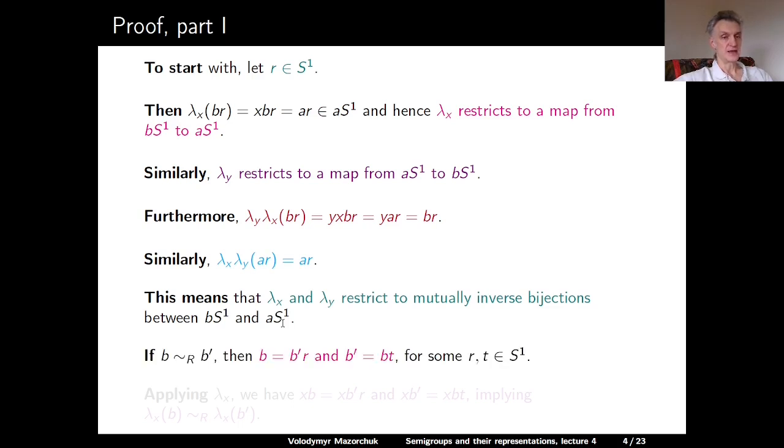If the element B is right equivalent to some other element B prime, then we can write B as B prime R and B prime as BT for some elements R and T in S upper 1.